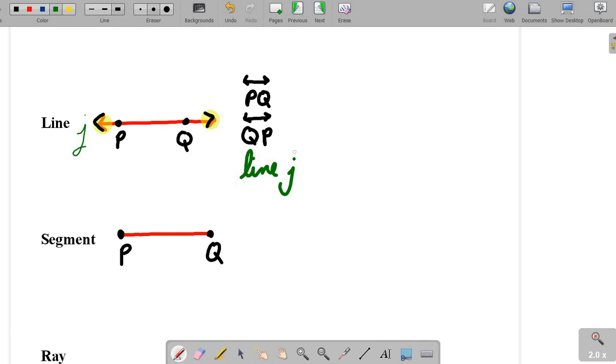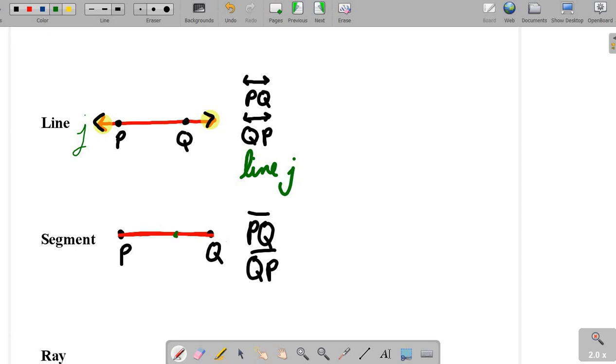Now, this segment is a piece of a line. If I have a line like this, and I simply take a piece of it, that is a segment. The symbol I would use for this segment, watch the difference here, would be PQ, the segment. Notice no arrows. I could also go the other way, QP, the segment. Those are the only two options here.